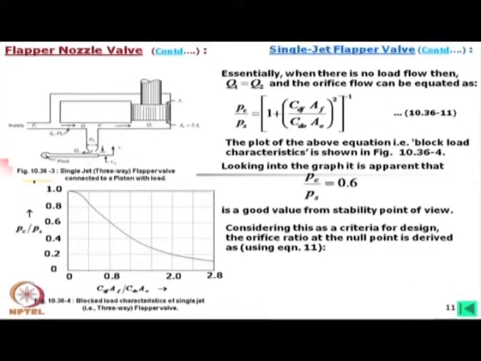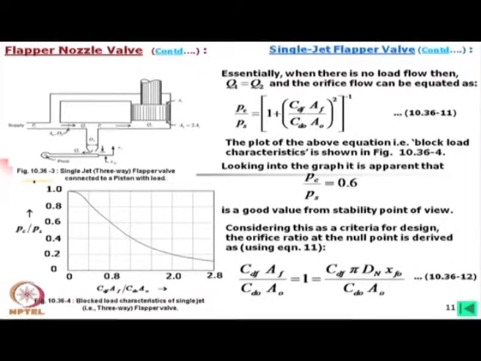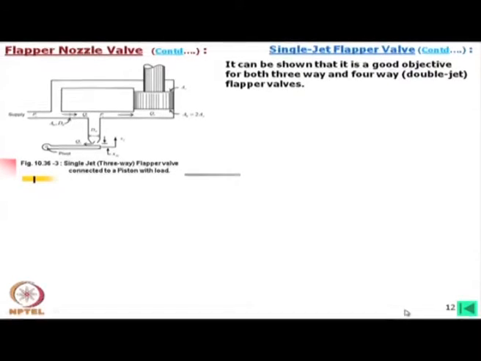Considering this as a criteria for design, the orifice ratio at the null point is derived as shown. Now this value we would like to put 1, because this pressure we want half, P c by P s is half. So that means this we would like to put 1. So this ultimately derived into this form, and then it can be shown that it is a good objective for both 3-way and 4-way.